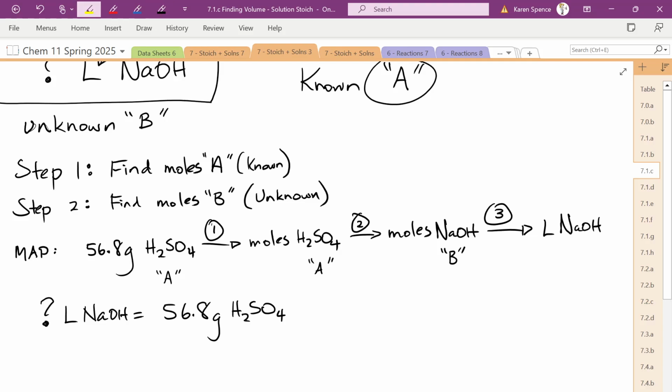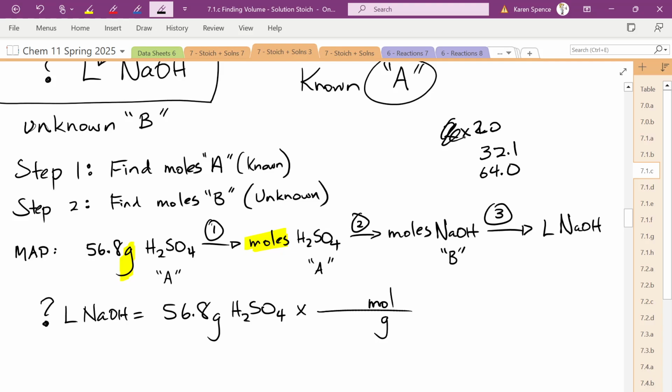How do we go from grams to moles? What do we use? Yes, we use moles per gram, but what do we call that? Molar mass. Beautiful. Okay, so we've got our grams down here and our moles up here. The molar mass of H2SO4 is, let's see, 2 times 1, and we have 32.1, and we have 64. So that is 116.1. 116.1 grams per mole.